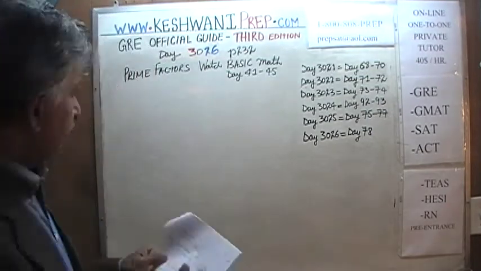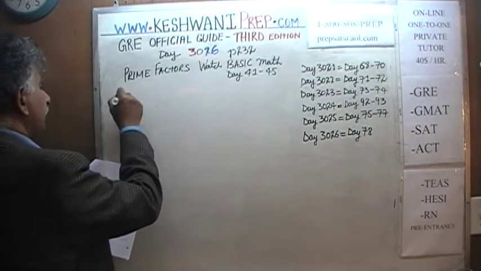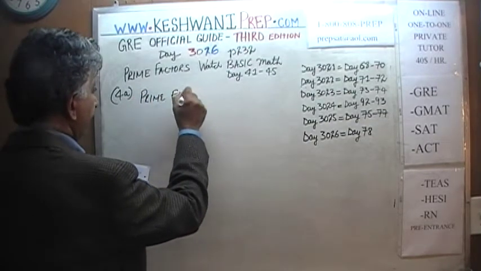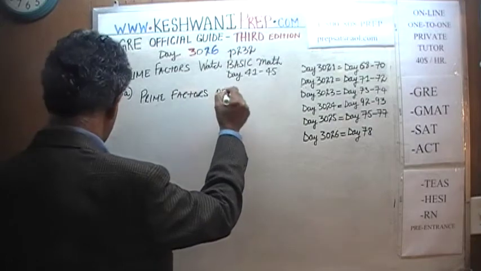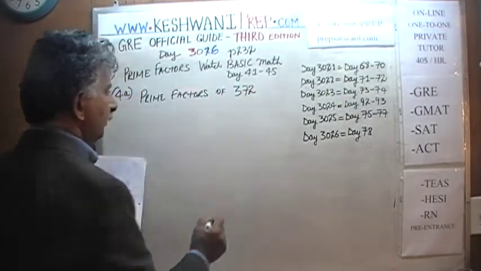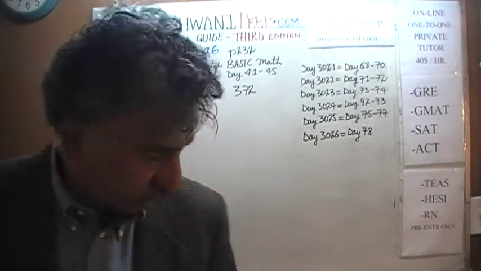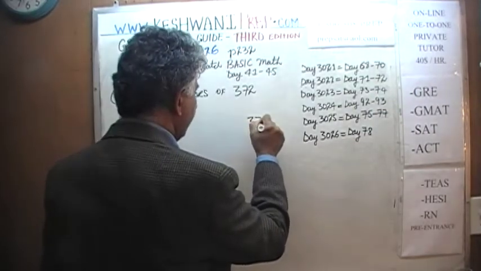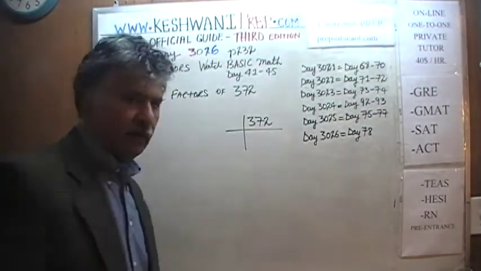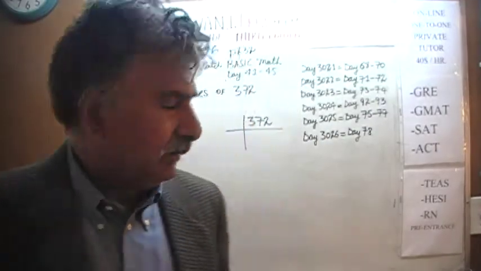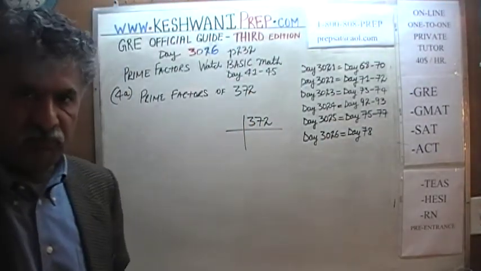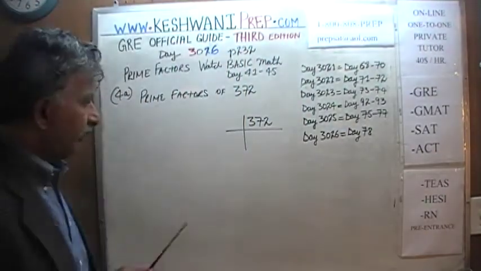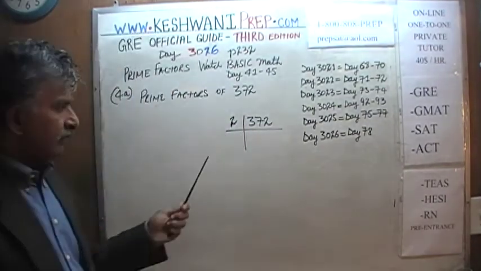Problem number 4 is what we're going to do here. The first question, part 4a, says, what are the prime factors of 372? And this is how we go about it. 372. Our job is to find the smallest prime number that is a factor of 372. Get it? Prime factor. The smallest prime factor would be 2. 2 is the smallest prime number that is easily divisible into 372.